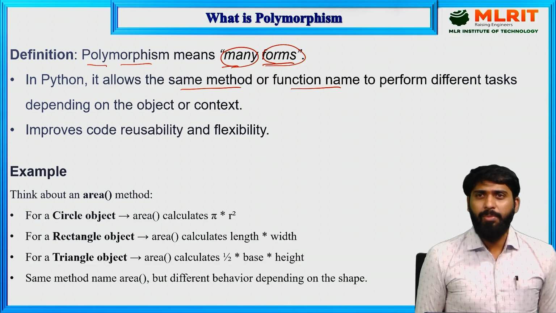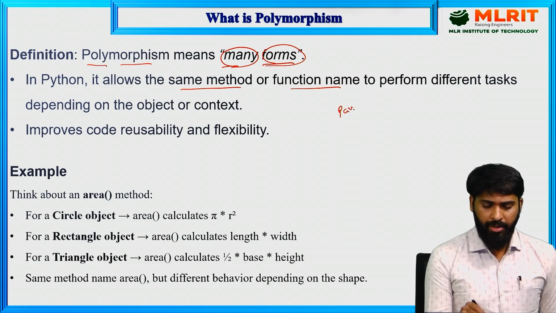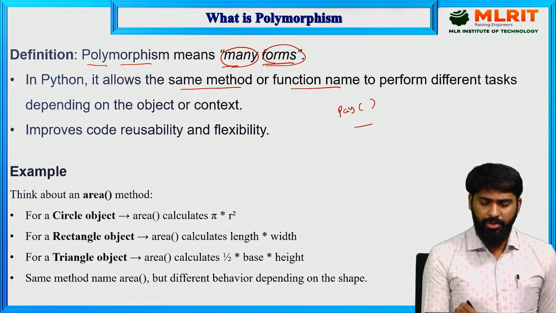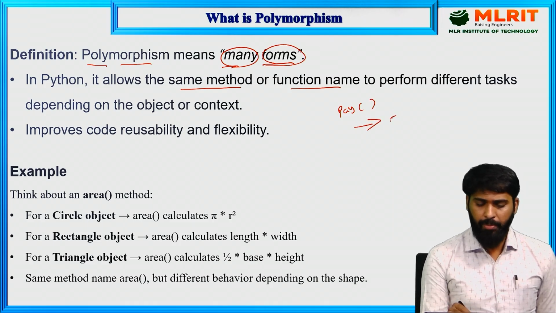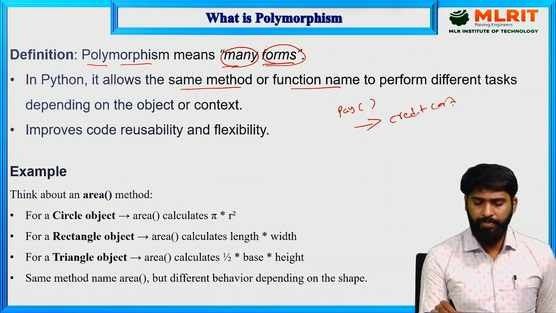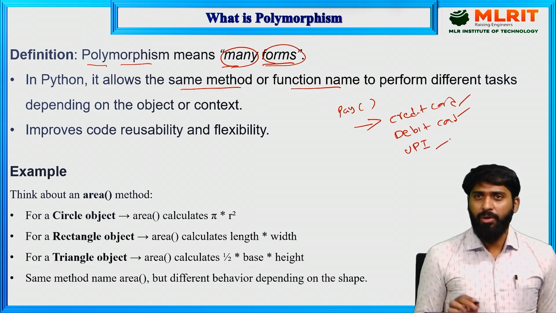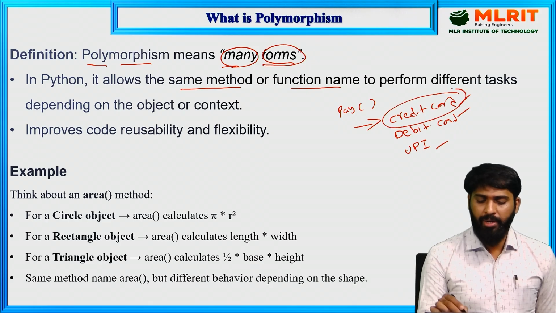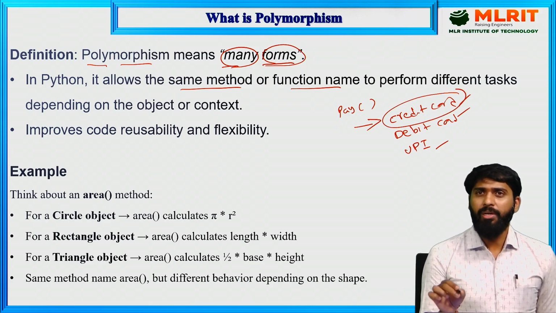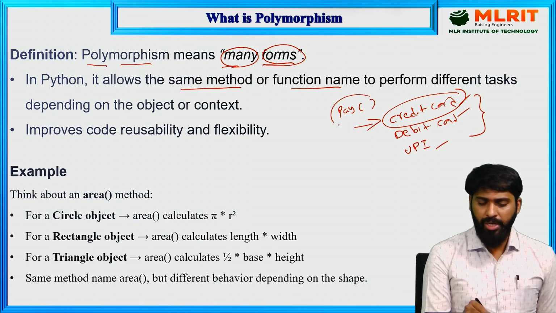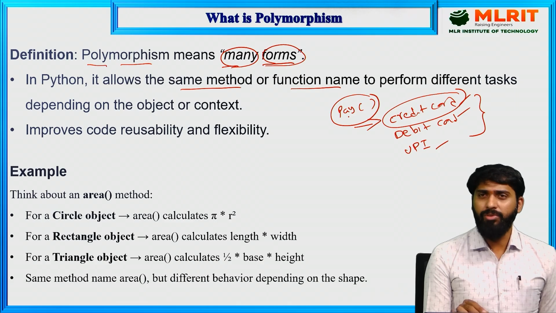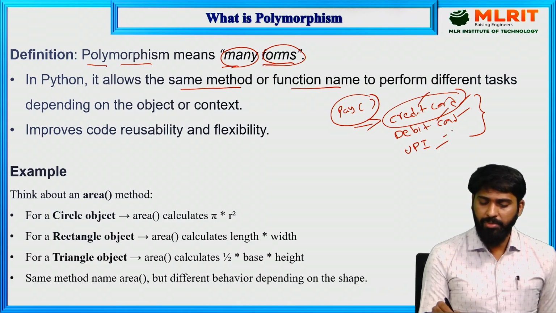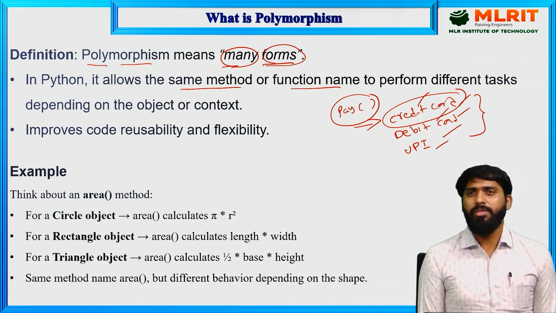Now take one example. For example, I want to pay money. For this we have different options. You can pay with credit card or debit card or UPI. All these are payment methods only. Credit card payment, debit card payment and UPI payment: if you observe, for all these the function name is pay. Here we are using pay in many forms. So this concept we call polymorphism.